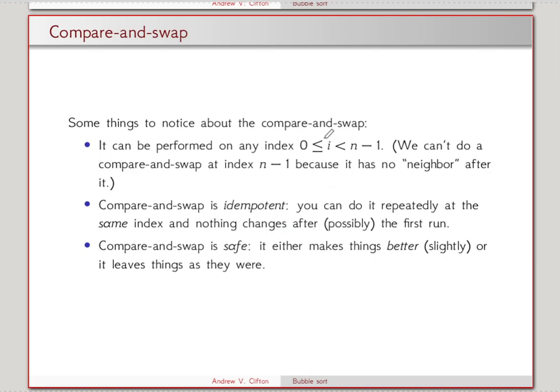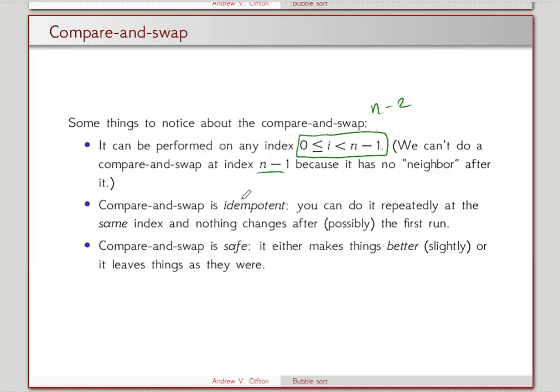So some things to notice here. We can do a compare and swap anywhere between indexes 0 and n minus 1, exclusive. In other words, the last index where we can do this is n minus 2. We can't do it at n minus 1 because then when we do the plus 1, we would be looking at index n, and that's beyond the end of our sequence. The last element doesn't have a neighbor that comes after it to compare it to.